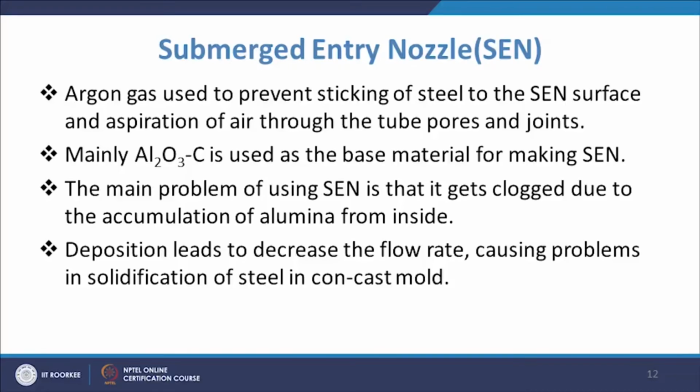The main problem of using the SEN is that it gets clogged due to the accumulation of alumina from inside. Many times the alumina which is coming causes clogging in the SEN, and that leads to a decrease in the flow rate, causing problems in solidification of steel in the concast mold. That is really a challenge, because if there is clogging, then there will be a decrease in the flow rate of the steel coming through the SEN ports. That is because of the inclusions or the alumina which is accumulated.